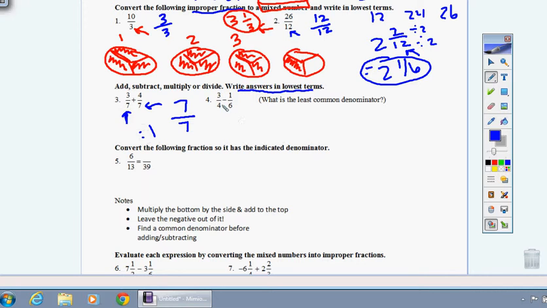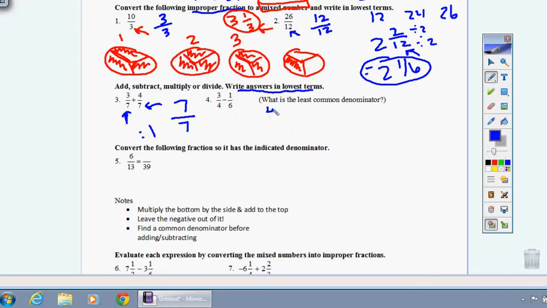Alright, now we get to a little bit trickier one. Not only are we subtracting here, but we also do not have a common denominator. That was nice here in number 3, because I had 7, so I could just add them together right away. Now I have to come up with a common denominator. So what is my least common denominator? I need to come up with a number that's both a multiple of 4 and a multiple of 6.